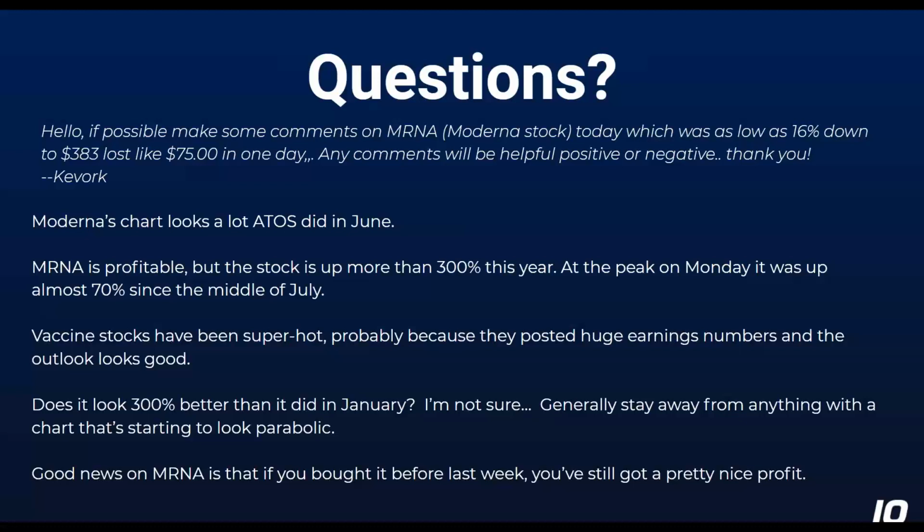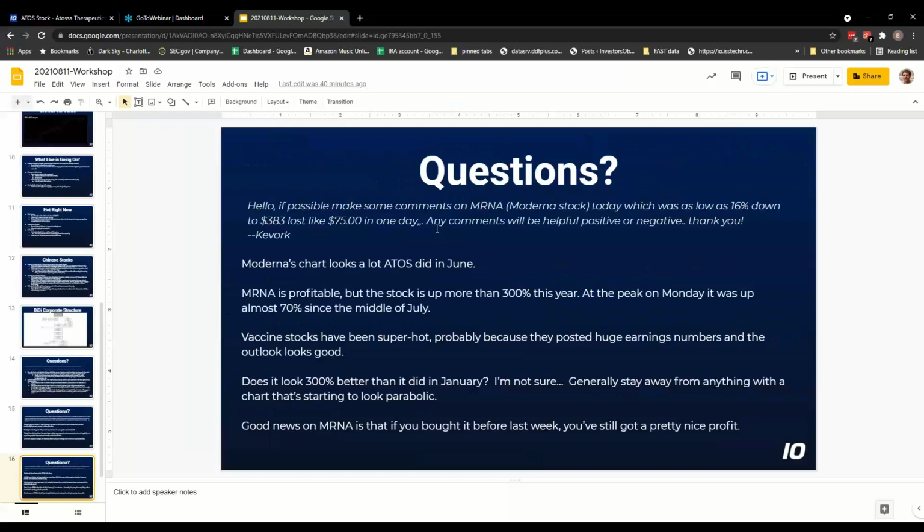I'm not sure. I think it probably looks better than it did in January, although it looked pretty good in January. I mean, if we went back and looked at the 2020 chart, it was up big in 2020 also. But generally, I try to stay away from anything with a chart that starts to look like it's going parabolic, which means that instead of, like we looked at the S&P, a pretty much diagonal line going up and to the right, the line just gets steeper and steeper and steeper, and that usually is bad news. The good news on Moderna is, though, if you bought it before about a week ago, you're still sitting on a pretty nice profit. But let's go look at the chart for Moderna.